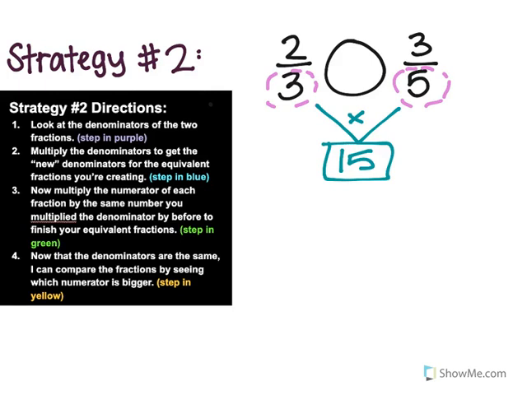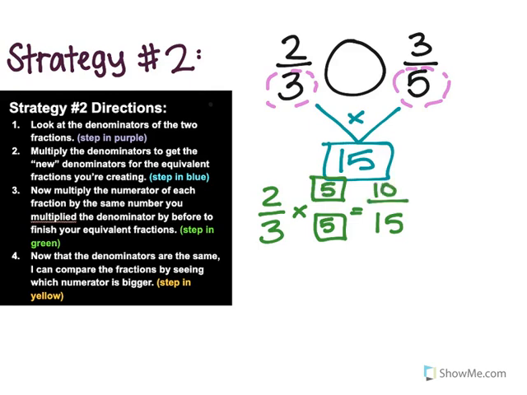So what I do is I take 2/3 and I ask myself, what do I multiply it by to get to 15? Well, I can see up there it's going to be by 5. And if I do it to my denominator, I always do it to my numerator too. 2 times 5 is 10. This is my new equivalent fraction that's going to take the place of 2/3. This way, I'm creating these equivalent fractions so my denominators are the same, so it's easier for me to compare.